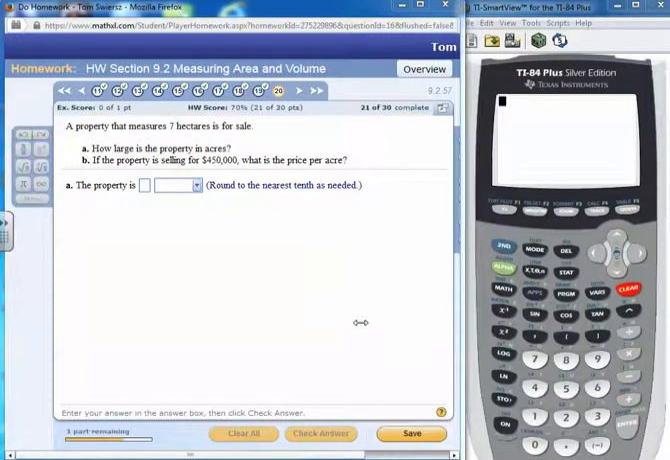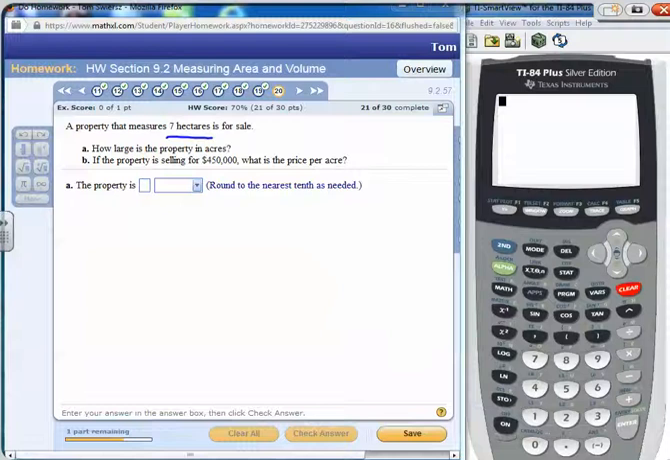Let's solve homework exercise number 20 from section 9.2. It states that a property measuring 7 hectares is for sale. How large is the property in acres? And if the property is selling for $450,000, what is the price per acre?